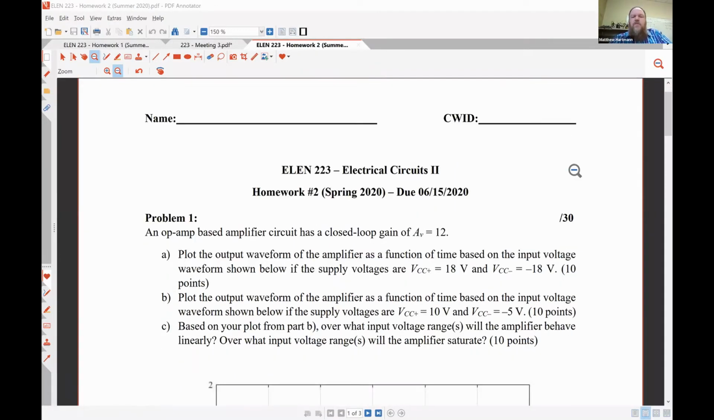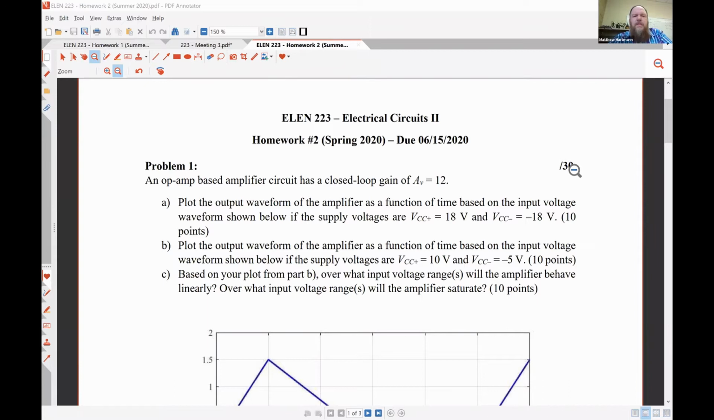All right, so we're given an input signal, right? It says an op-amp based amplifier circuit has a closed loop gain of 12. What it means with closed loop gain isn't terribly important. I'm just telling you that there's a voltage gain of 12.